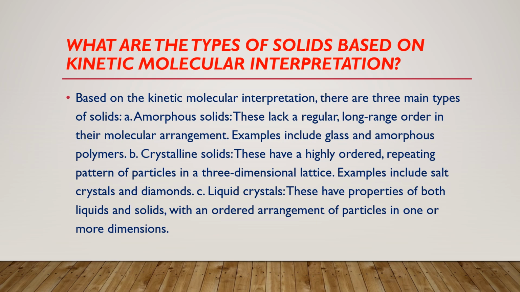Second is crystalline solids. These have a highly ordered repeating pattern of particles in a three-dimensional lattice. Examples include salt crystals and diamonds. And the third is liquid crystals. These have properties of both liquids and solids, with an ordered arrangement of particles in one or more dimensions.